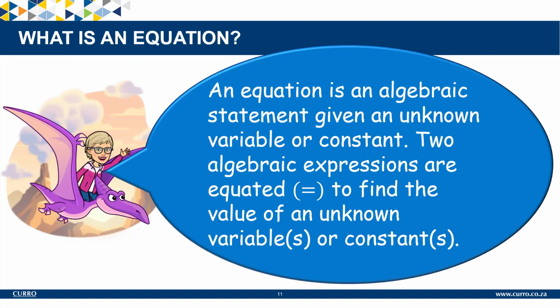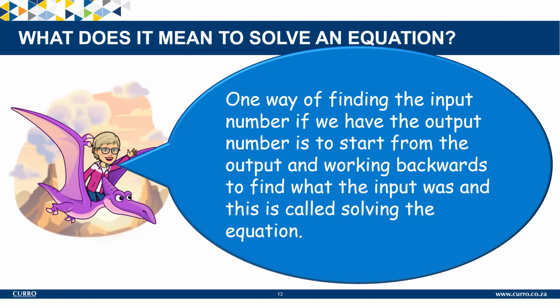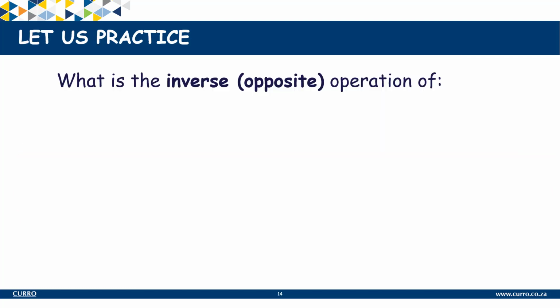Yes. So an equation is an algebraic statement given an unknown variable or constant. Two algebraic expressions are equated to find the value of the unknown. So it's all about finding the value of that input number. So an equation is when one expression is equal to another expression, to find the unknown value. And we know that one way of finding the input number is, if we have the output number, to start from the output and work backwards to find what the input was. And this is called solving an equation.